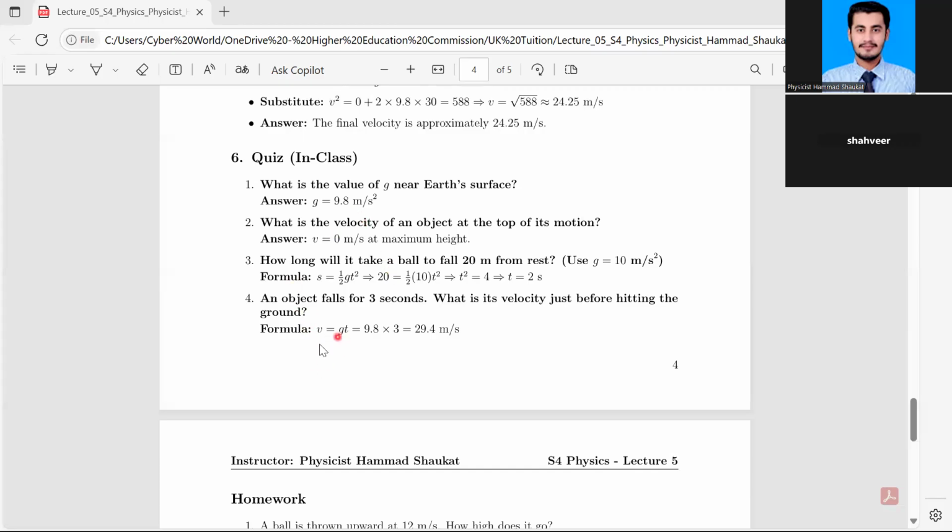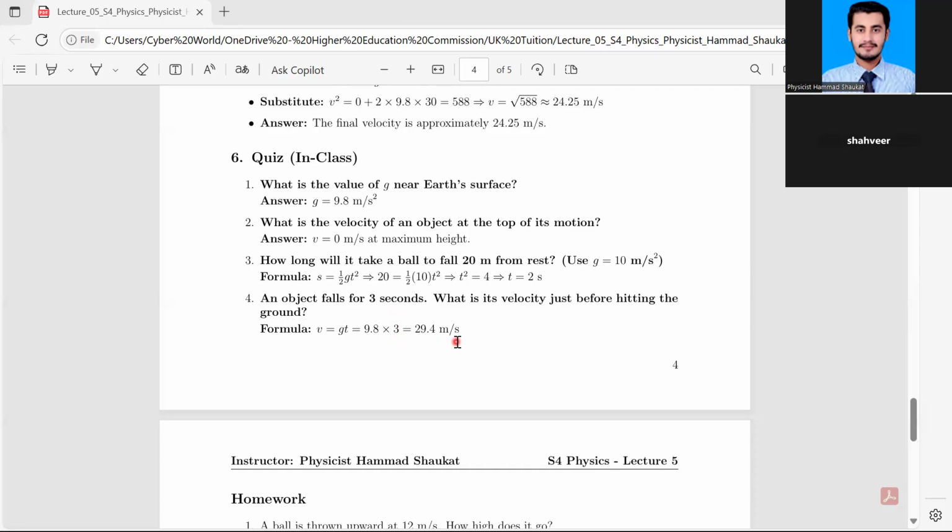In the first one, the initial velocity is 0. Basically the formula is v equals u plus gt. Why is there no u? Because the initial velocity is 0. If the initial velocity is 0, only gt remains. So by putting the value of g, which is 9.8, and the value of time, which is given as 3 seconds, 9.8 multiplied by 3 becomes 29.4 meters per second. Perfect. Any question?